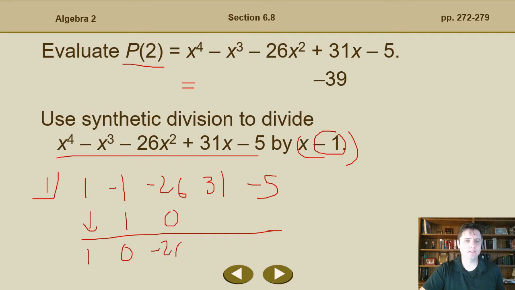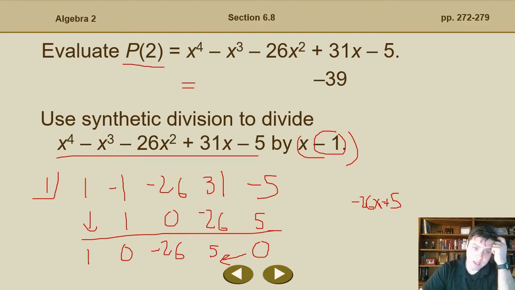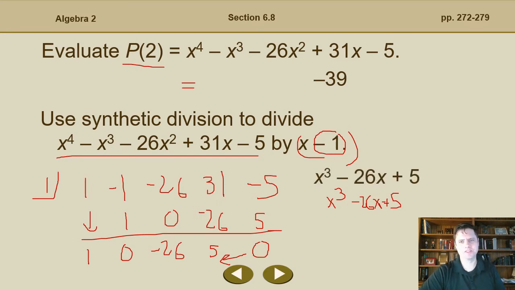Comes a -26. -26 comes up here. We add down, we get a 5. 5 times 1 is 5. Becomes 0. So remember, then we work backwards through this. So that 5 is going to be our constant. Then the next one, the -26, is an x. Almost forgot my plus here for the 5. And then on the 0, that's our x squared, so it just isn't there at all. And then the next one would be our x cubed. So the x cubed minus 26x plus 5. Which is exactly the right answer.